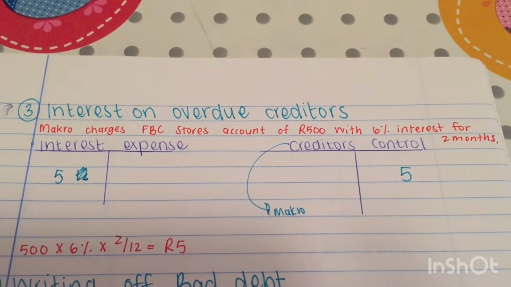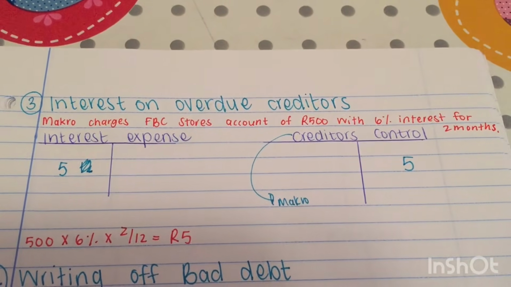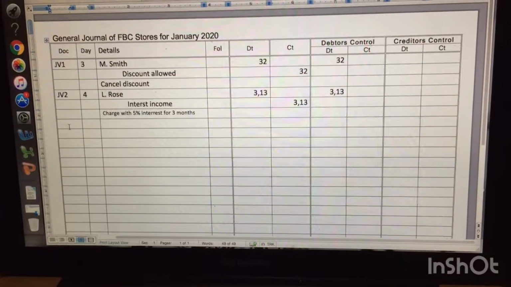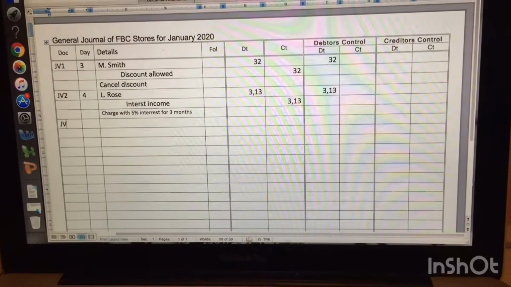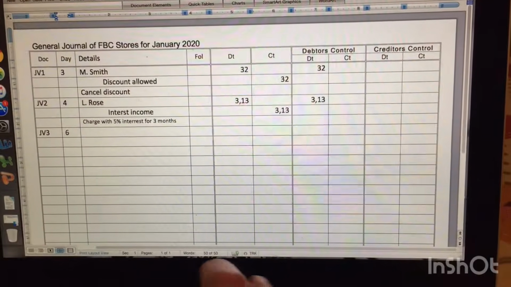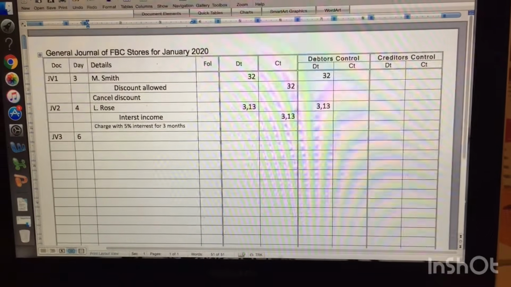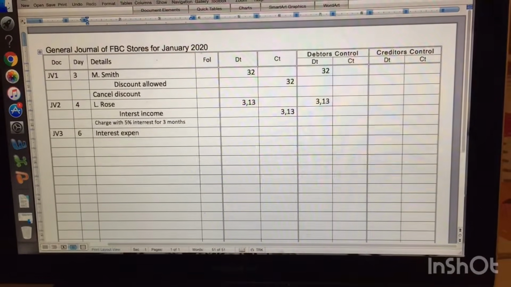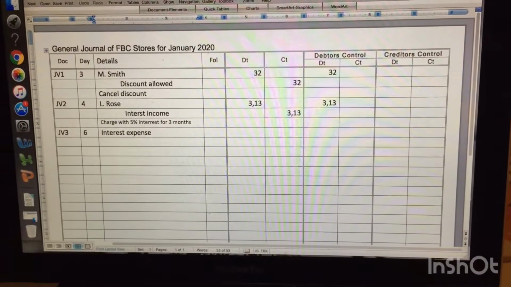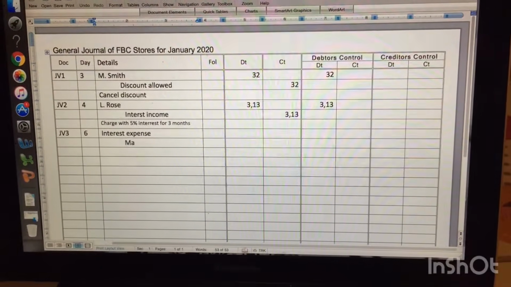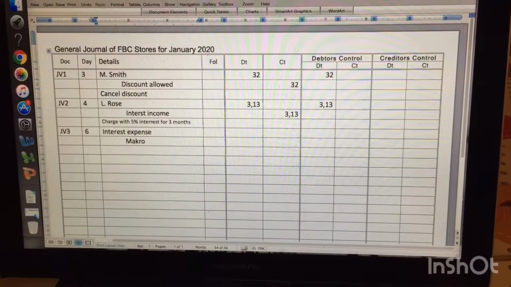And then my creditor, more specifically, my creditor's name is Macro, and I need to increase my account with 5 Rand. So now, if we are going to go and enter it in my general journal, I am going to start with journal voucher number 3. Let's say this happened on the 6th. Now the account debited is interest expense. And then the account credited, remember I must make a little space. The account credited is my creditor Macro.